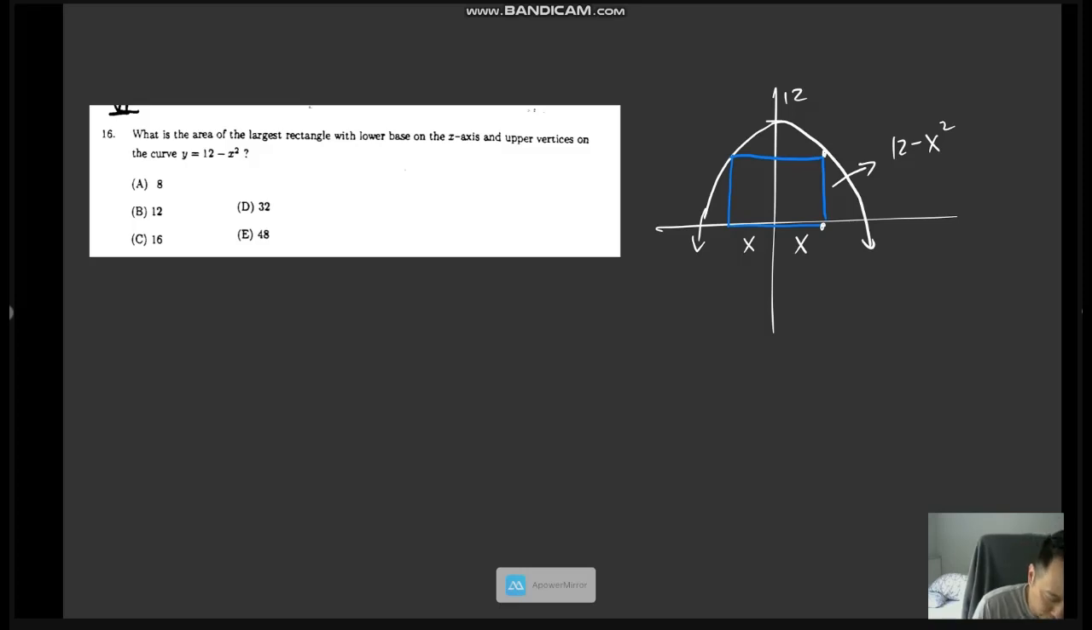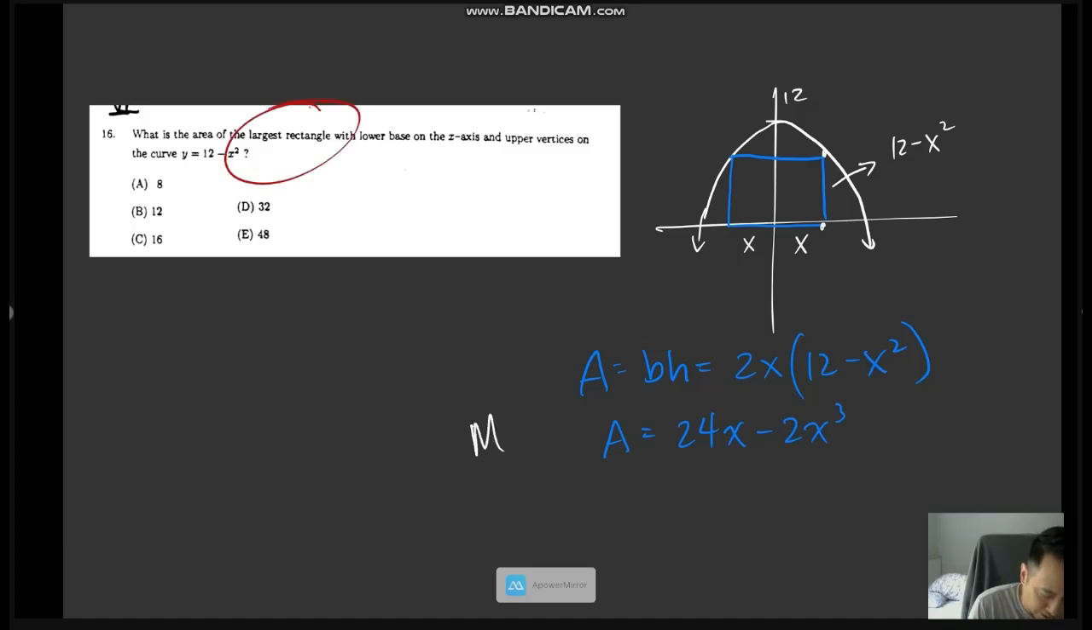And so to find the area, let me change that to blue. The area of this rectangle will simply be base times height, which is 2x as my base, and my height would just be 12 minus x squared. I'm going to combine those two. So area is going to be 24x minus 2x cubed. Largest rectangle, so essentially I'm trying to maximize this.